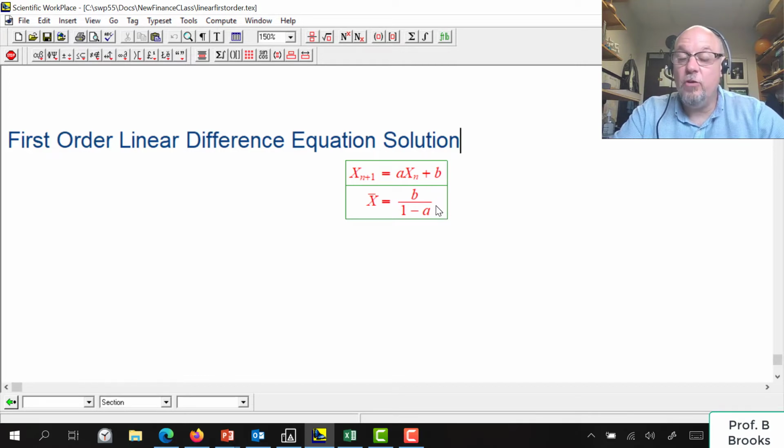So in other words, if you started at B over 1 minus A, you would always stay at B over 1 minus A. If I put B over 1 minus A in for the x sub n, the nth term in the sequence, I get out B over 1 minus A as the next term in the sequence.